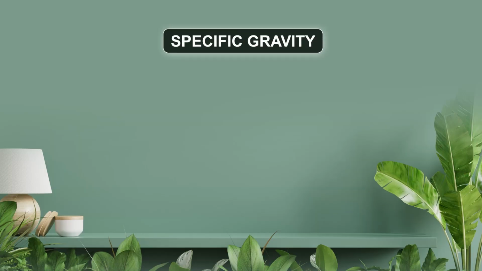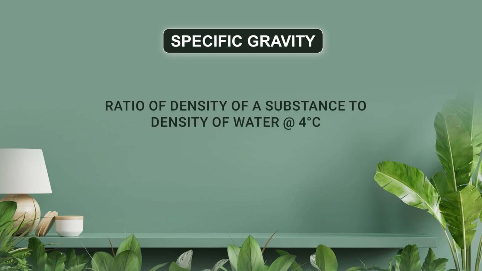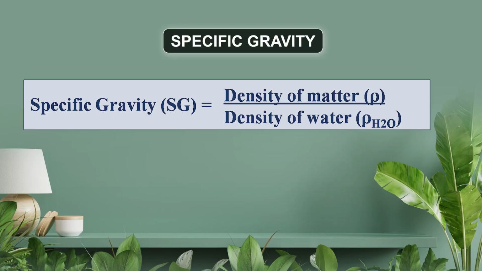The first is specific gravity. There are two terms. One is gravity, the density, and the other one is specific gravity. A specific gravity basically is a ratio. It is density of matter divided by density of water. So density of substance divided by density of water.